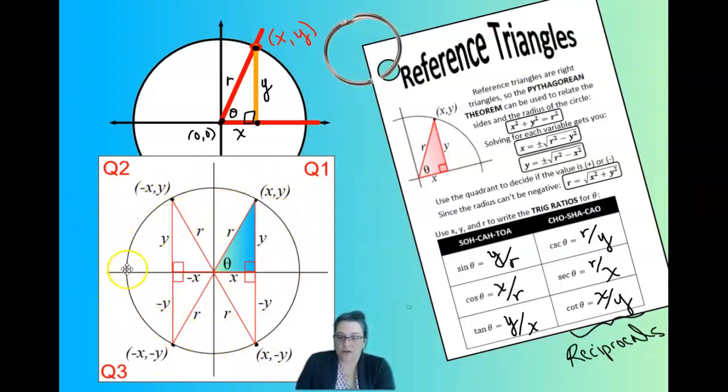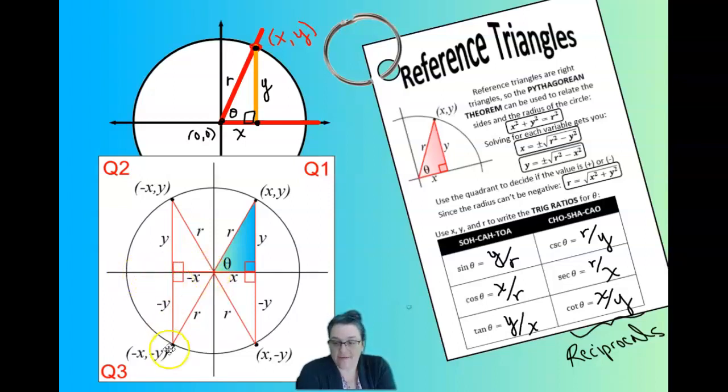So depending on which quadrant your terminal side lies in is going to determine whether your sine, cosine, tangent, or their reciprocals are positive or negative. So unlike right triangles in Euclidean geometry, where we just had positive lengths of all of the three sides, now that we're on a unit circle, we can have a negative x value indicating that we're headed to the left of the origin in the x direction.